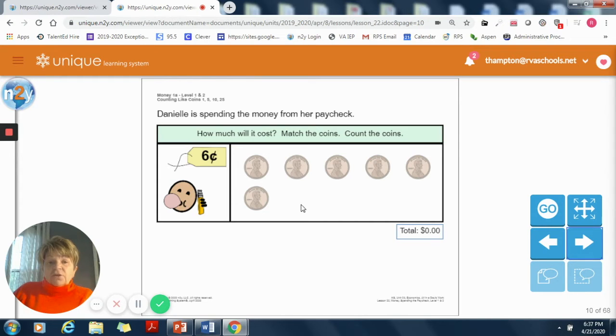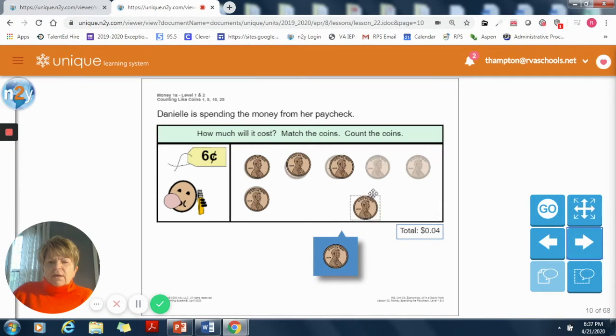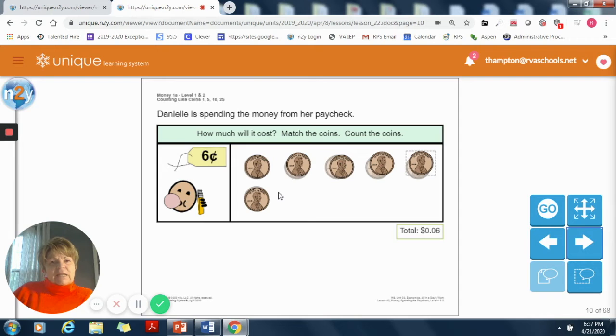And here, this is for our friends that are working on identifying the coin. So we counted out our 6 cents. Now what we're going to do is we're going to match them. Now remember that that penny is that copper-colored, orange-colored coin, right? We usually find pennies everywhere. 1, 2, 3, 4, 5, 6. 6 pennies. So we can find pennies most anywhere.